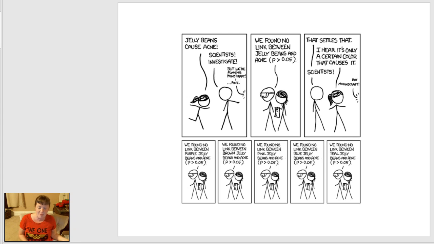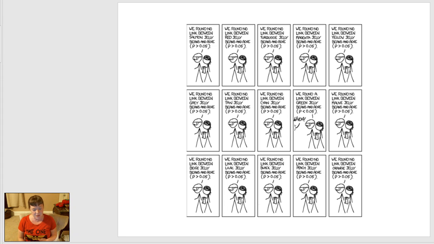Then they find no link between brown jelly beans and acne, and then no link between pink jelly beans and acne. And then they do blue jelly beans and teal jelly beans and salmon jelly beans and red jelly beans and turquoise and magenta and yellow and gray and tan and cyan. And they're always finding this pattern of, look, these jelly beans are not any different. People who eat gray, salmon, red, turquoise, these colors of jelly beans have no greater or less acne than the people who eat a placebo.